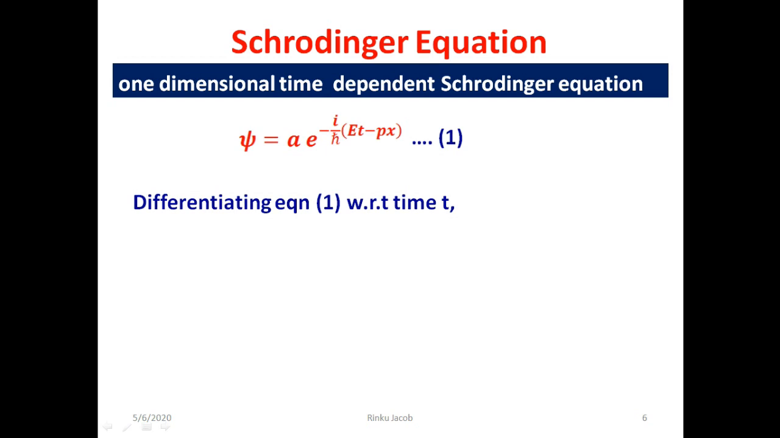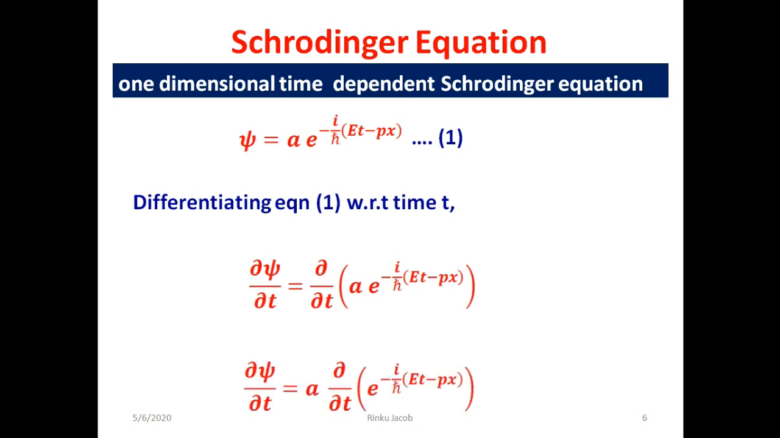Here we are taking the partial derivative because the wave function depends on two independent variables, that is position x and time t. That is, dou psi by dou t equal to dou by dou t of A exponential minus i by h cross into (Et minus px). Since A is constant, it is taken outside. So dou psi by dou t equal to A into dou by dou t of exponential minus i by h cross into (Et minus px).